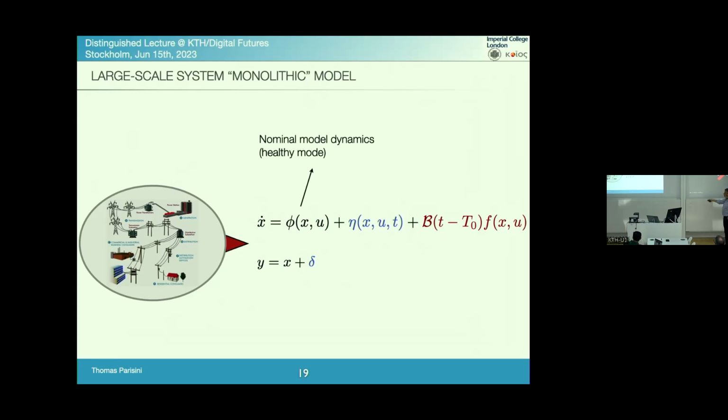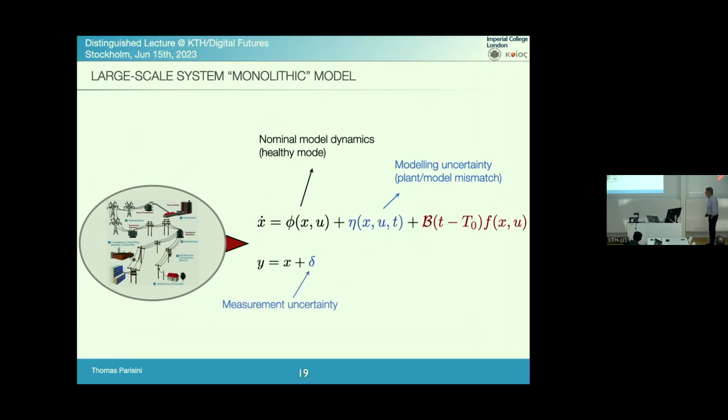It is composed of a nominal model dynamics. A nominal model dynamics is what you know about your system, okay? And that represents the dynamic behavior in healthy conditions, when you are sure there is nothing that went wrong. That is the nominal part. Then you have an uncertainty, something that takes care of the fact that, of course, the nominal is not exactly coincident with the true dynamics. And that is what represents the plant model mismatch, the blue part, okay?